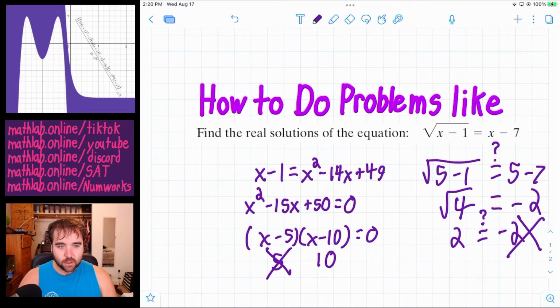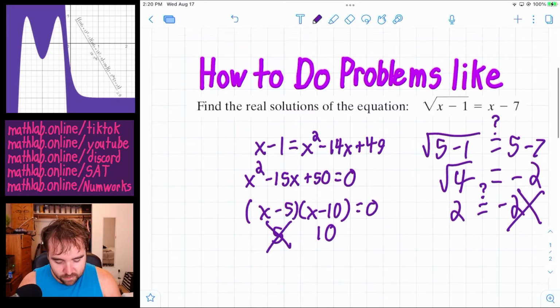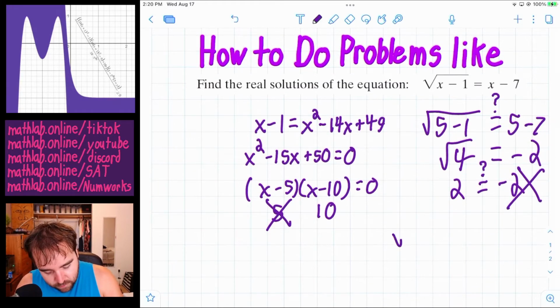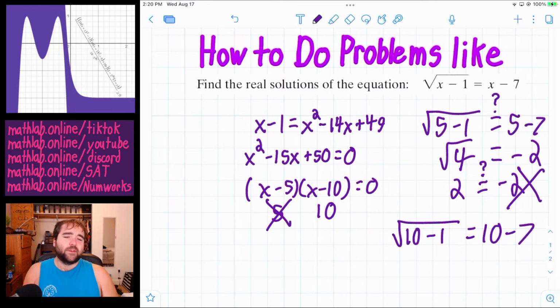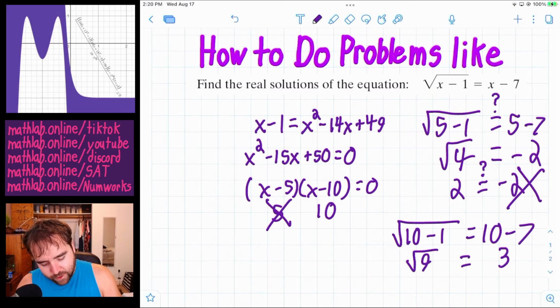And now that I'm looking at it, actually, it seems that when we plug in 10, the exact same thing happens. Oh, no, it doesn't. I'm being silly now. 10 minus 7, that's a positive number. You get positive 3, and you get the square root of 9.